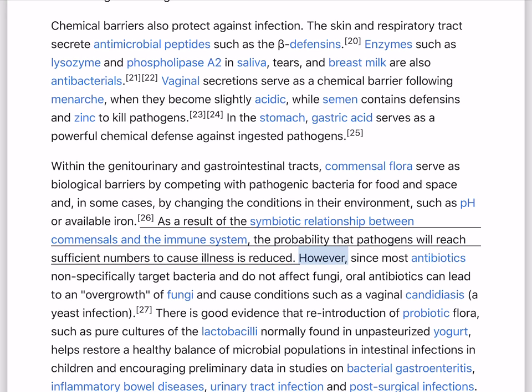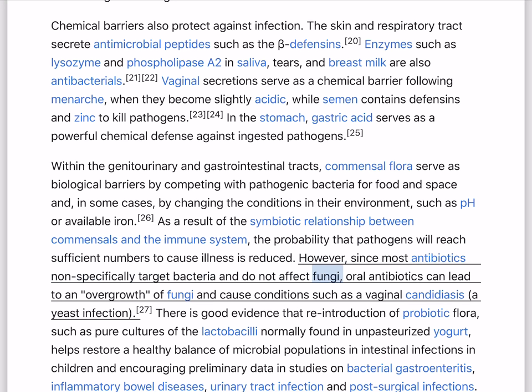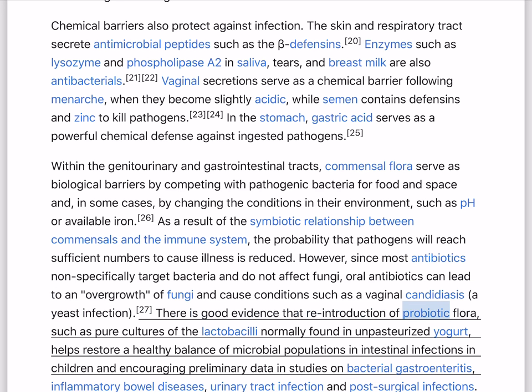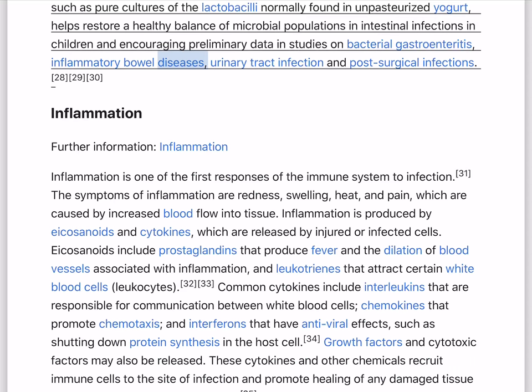However, since most antibiotics non-specifically target bacteria and do not affect fungi, oral antibiotics can lead to an overgrowth of fungi and cause conditions such as vaginal candidiasis, a yeast infection. There is good evidence that reintroduction of probiotic flora, such as pure cultures of the lactobacilli normally found in unpasteurized yogurt, helps restore a healthy balance of microbial populations in intestinal infections in children, and there are encouraging preliminary data from studies on bacterial gastroenteritis, inflammatory bowel diseases, urinary tract infection, and post-surgical infections.